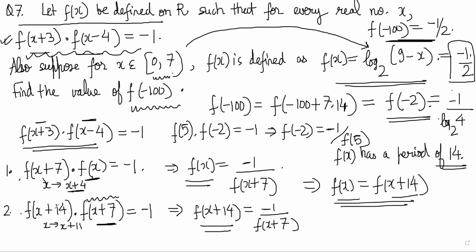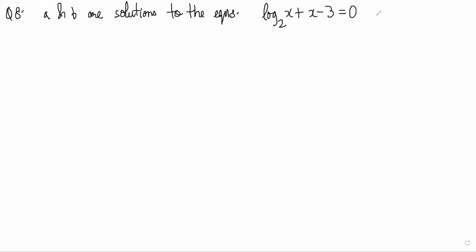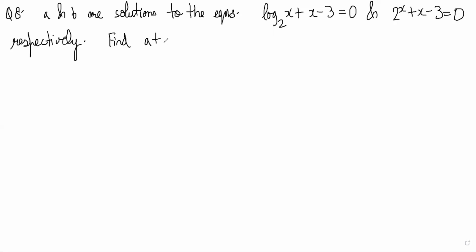The next one is this one. A and B are solutions to the equations log 2x plus x minus 3 equal to 0 and 2 power x plus x minus 3 is equal to 0 respectively. Okay, and we have to find a plus b, and we also have to find log 2a plus 2 power b.